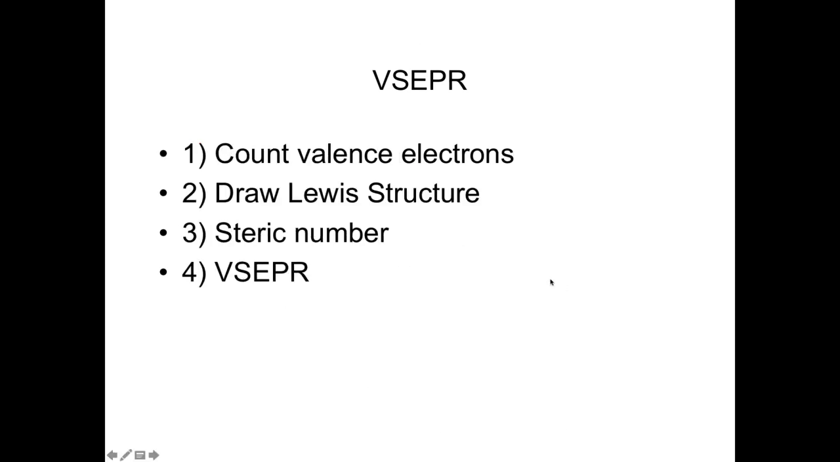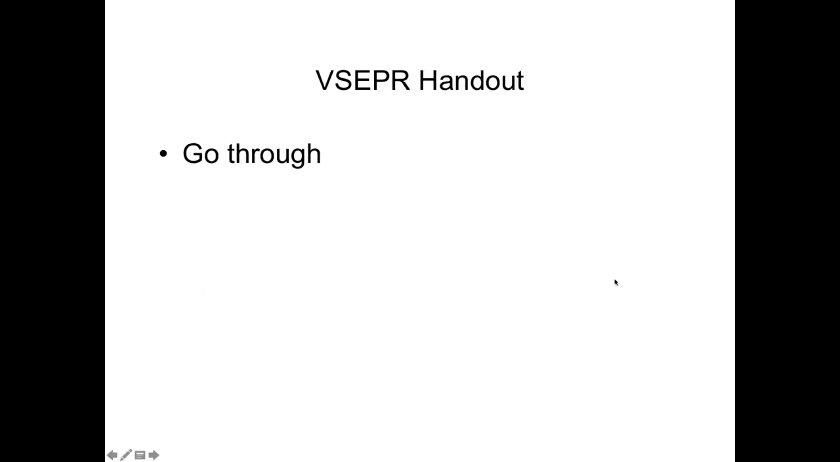When it comes to VSEPR, you want to do these four things. You need to count the valence electrons, draw the appropriate Lewis structure, determine the steric number, and then from that, determine what the VSEPR shape is. I will provide the VSEPR handout to you guys and go through it. So I'm going to skip this slide for now.